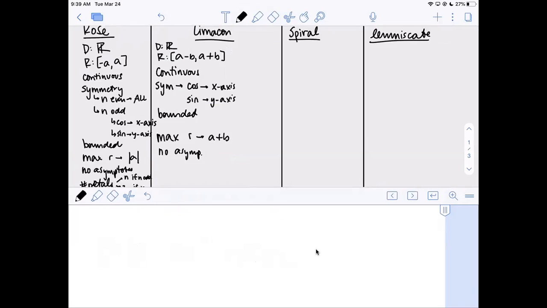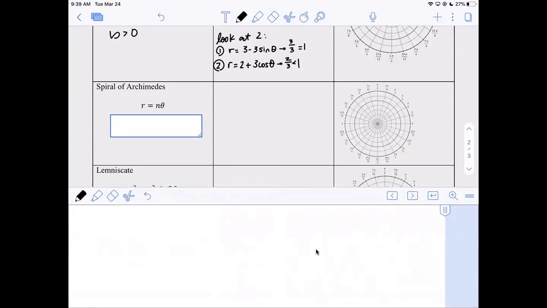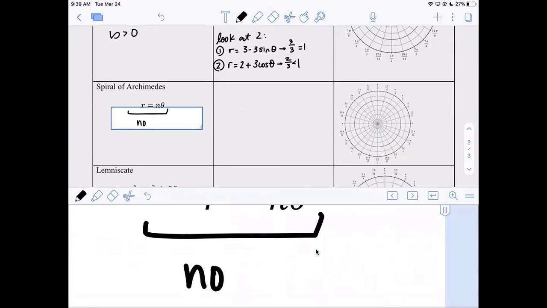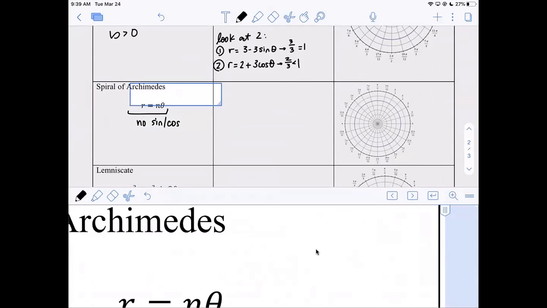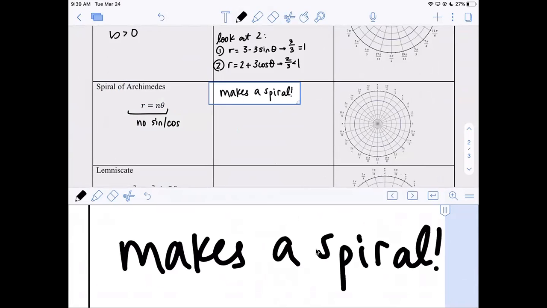All right, let's go down to the spiral. This one's kind of cool. So the spiral is just r equals n theta. If you see, in here, there's no sine or cosine. So that's kind of how I know it's going to be a spiral. And it's called a spiral because it makes a spiral. There's really no other property that we're going to explore more. Makes a spiral.